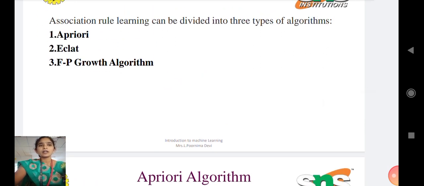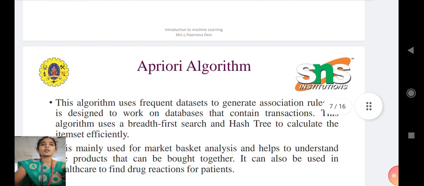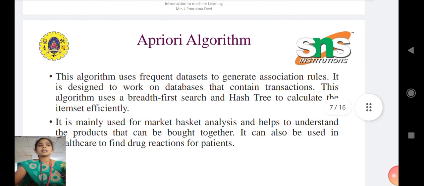There are three types of algorithms we use in association rules: a priori, Eclat, and FP-growth algorithms. Now we discuss the a priori algorithm. This algorithm uses frequent data sets to generate association rules. It is an influential algorithm generally used in the field of data mining and association rule learning. It is used to identify frequent item sets in a data set and generate association rules based on the item sets.